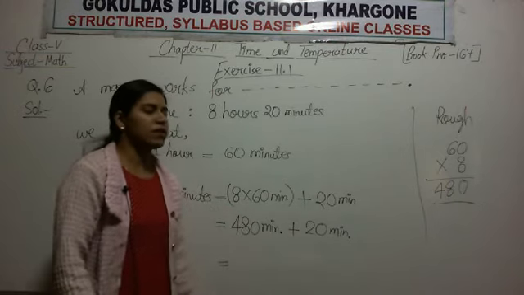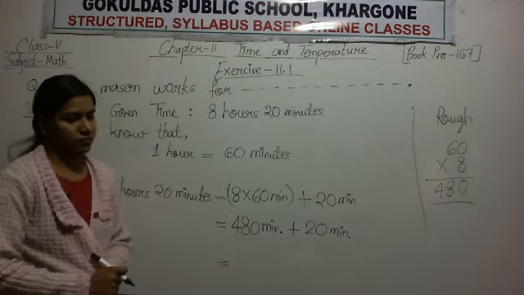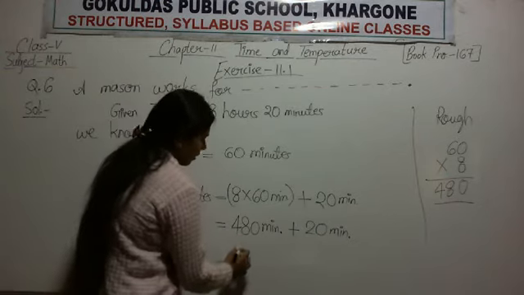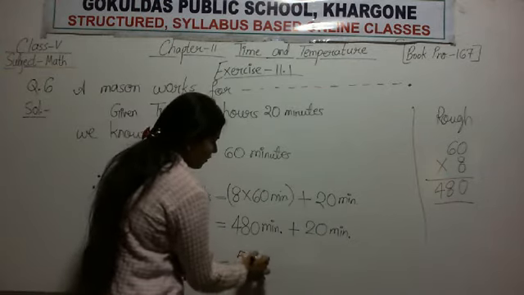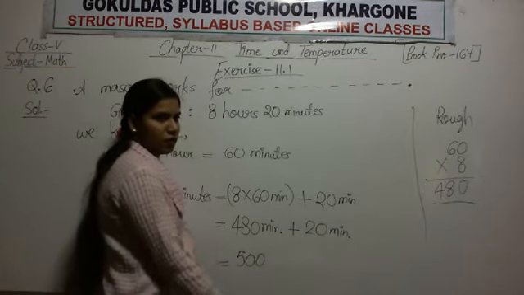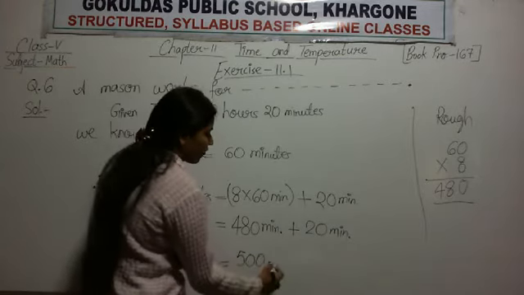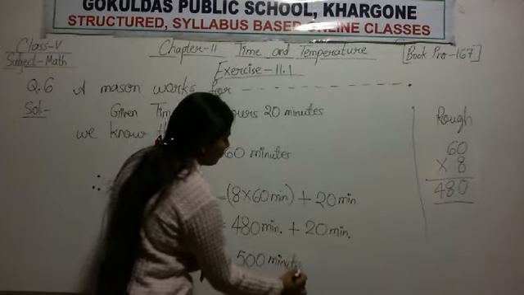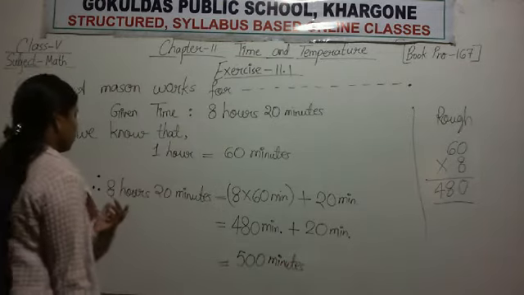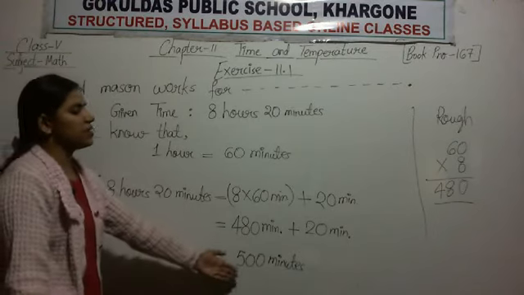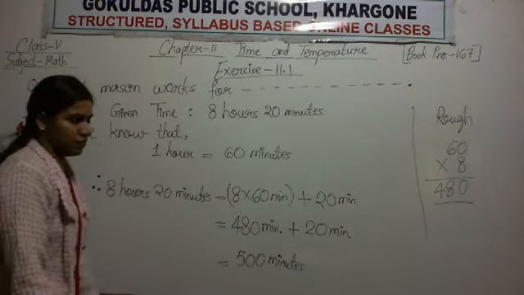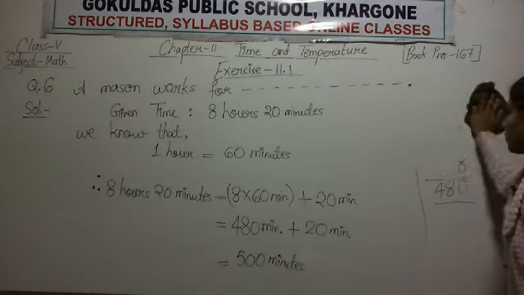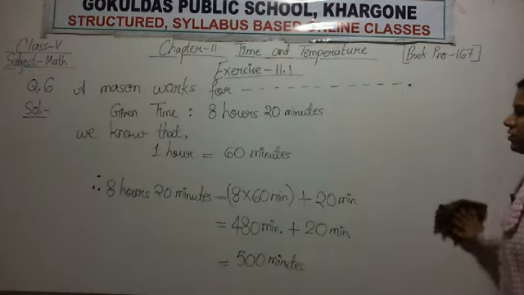Now add both the numbers. 480 plus 20 is 500, right? 480 plus 20 gives 500 minutes. So 8 hours 20 minutes means 500 minutes. Note it down or take the screenshot of the solution.